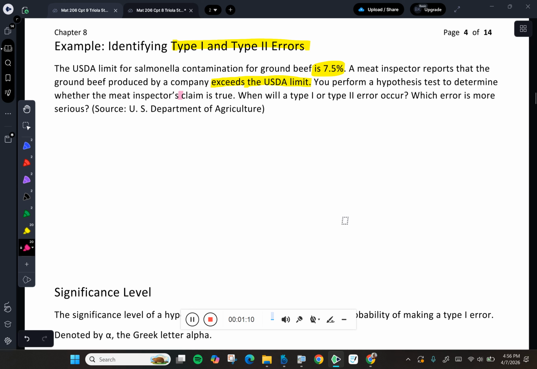Okay? So our claim is the thing that was said by the meat inspector. So our claim here is that the proportion is greater than 7.5%. The meat inspector claims that the beef produced exceeds the USDA limit. Exceeds means it's more than. Not that it's equal to, not that it's less than, that it's more than. So we're writing that as a mathematical statement, a greater than.